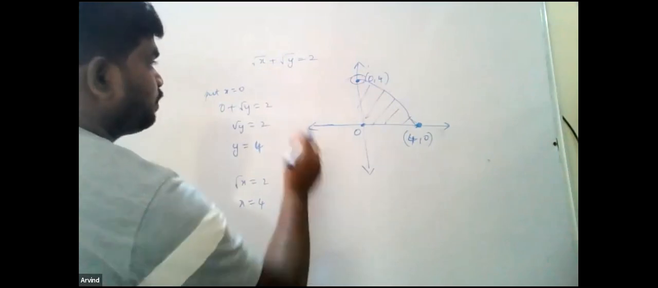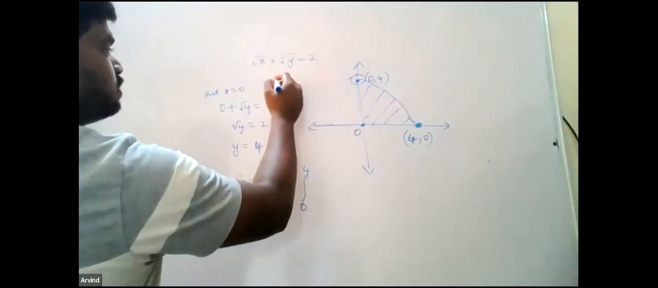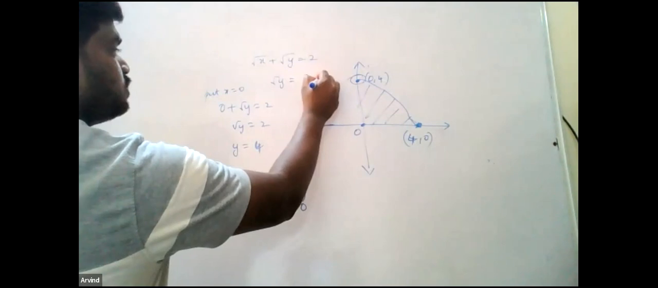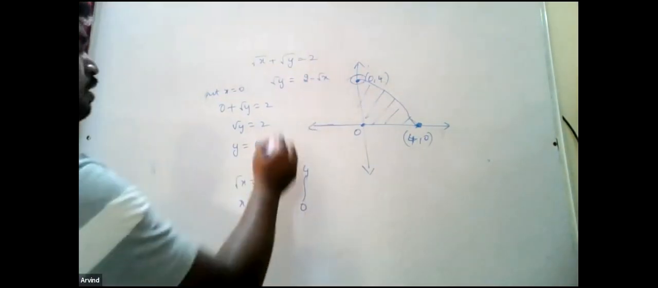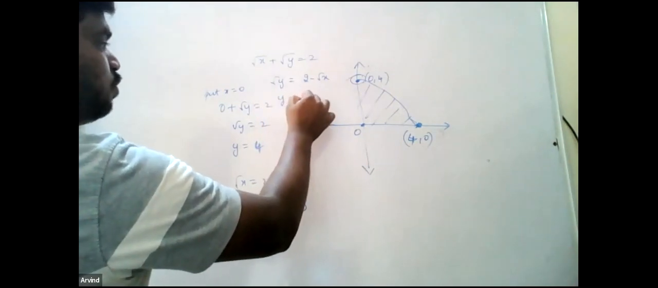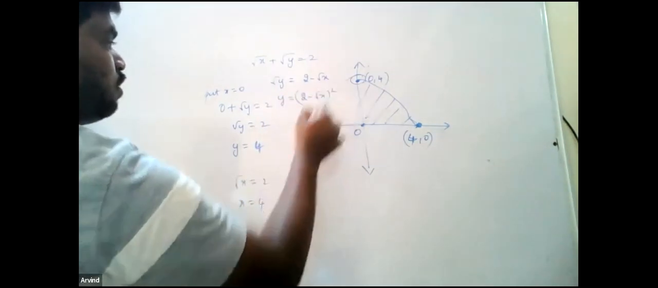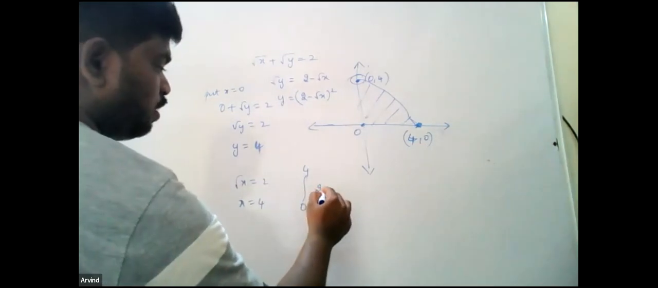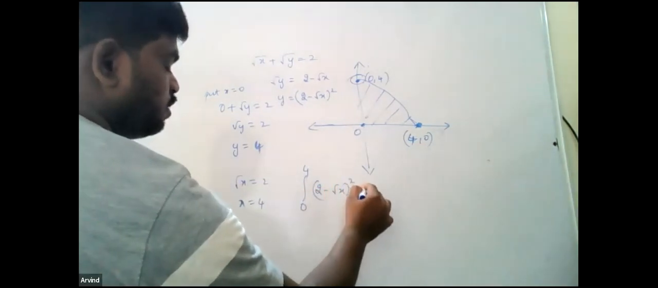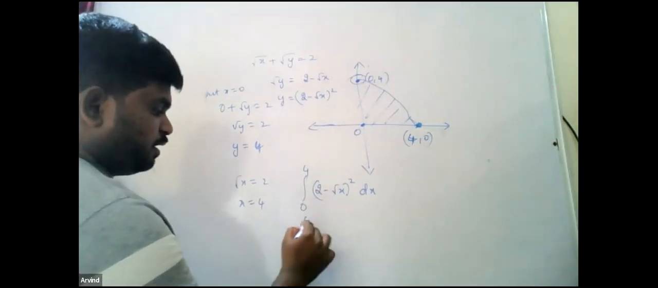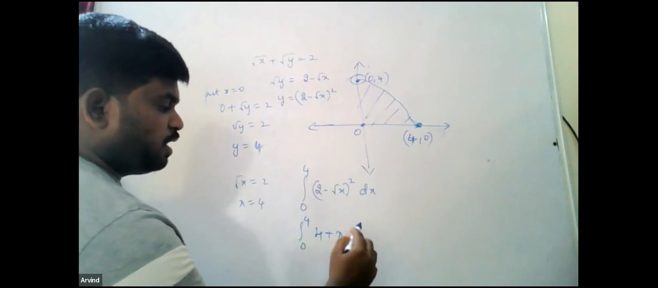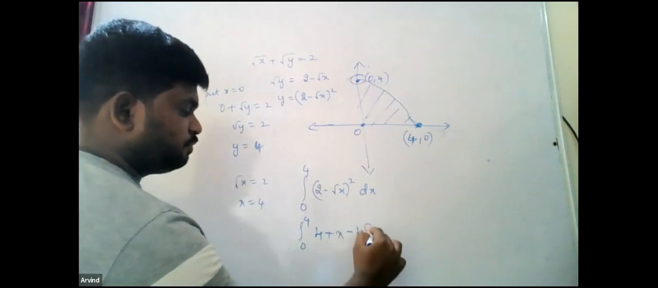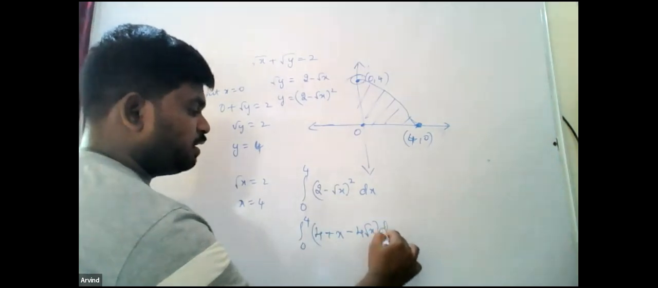This will become, you find y first. So root y is equal to 2 minus root x. Okay, but you need y. So y is equal to 2 minus root x the whole square. Okay, 2 minus root x the whole square dx. This will simplify it. 2 minus root x, a minus b the whole square, a square plus b square minus 2ab. I've done it directly.